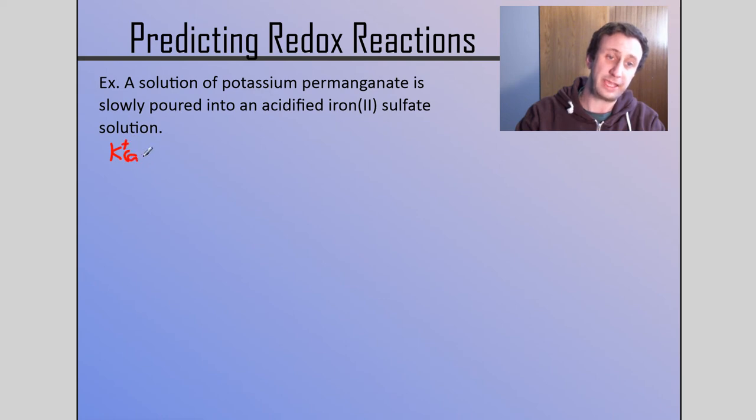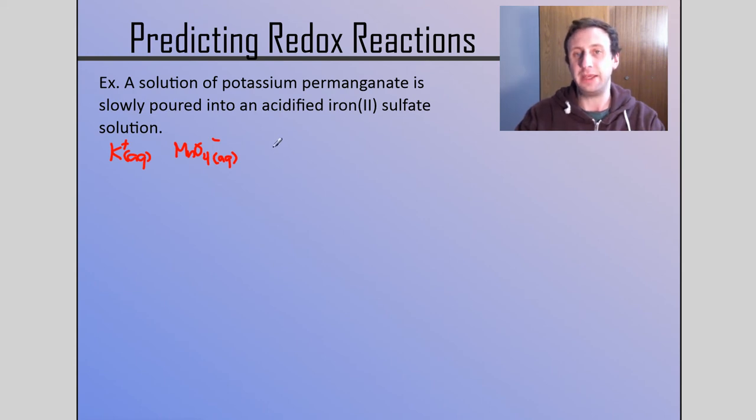So potassium permanganate means that I'm going to have K positive aqueous because it dissolves and dissociates, and I have MnO4 minus aqueous. So I have those two entities from my potassium permanganate. It is slowly poured into an acidified, ooh, that's a fun word, acidified. That means that I've got acid. So I have H positive aqueous, which is how I'm denoting that I've got an acidic solution. I know that I now have that available to me. And then I have iron 2 sulfate solution.